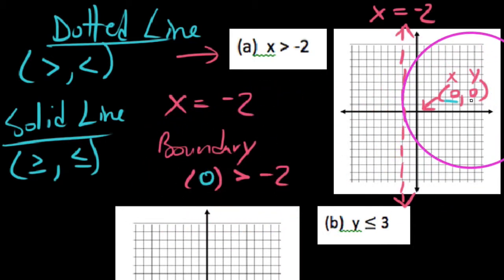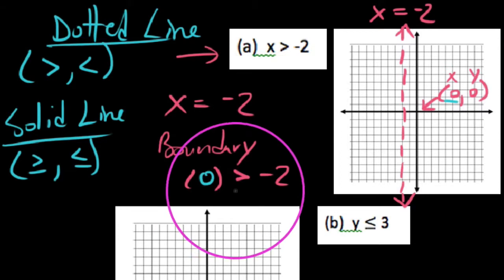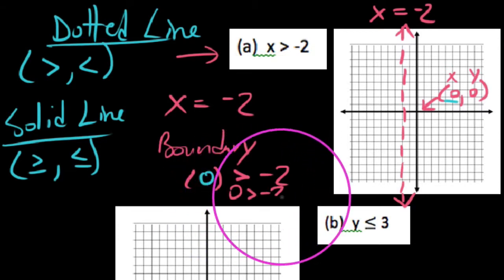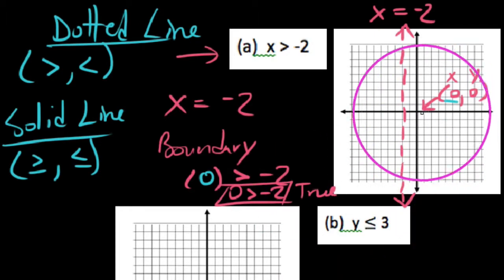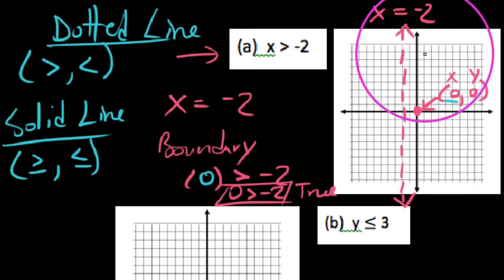And we have no y to plug into, so I don't have to worry about plugging that in. And I get this statement. I say 0 is greater than -2, which is indeed true. So what this means is I am going to shade that point, but I'm also going to shade all points to the right of this. So we can actually shade the entire half plane.